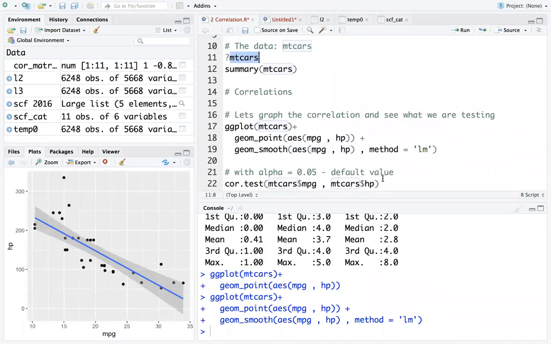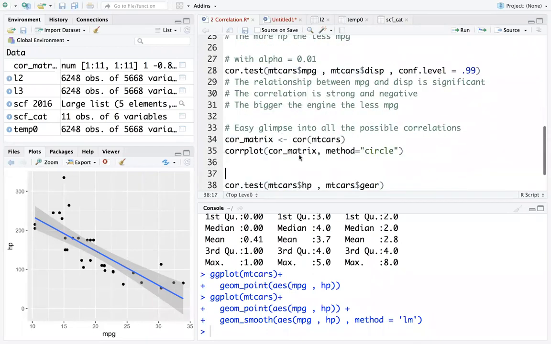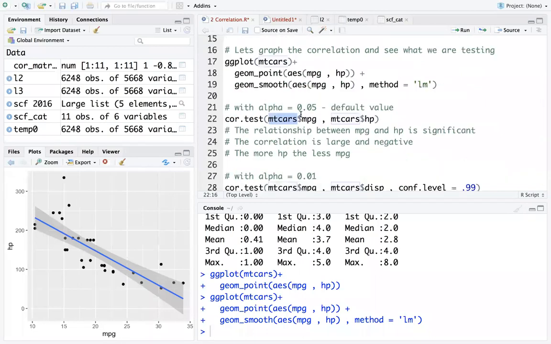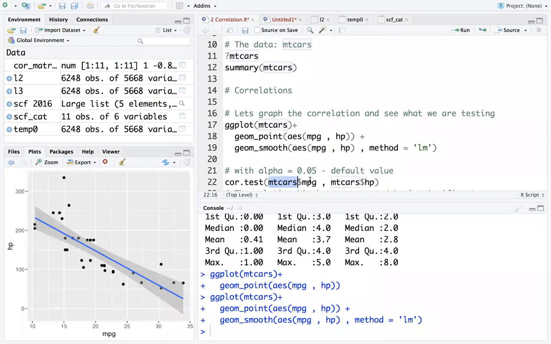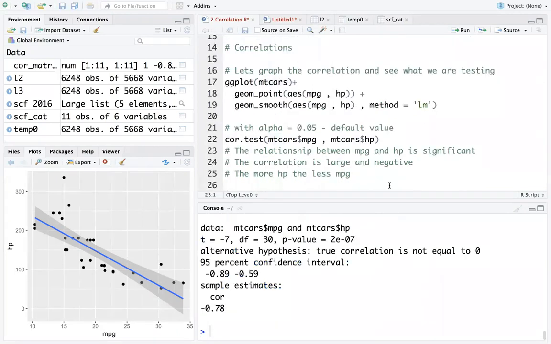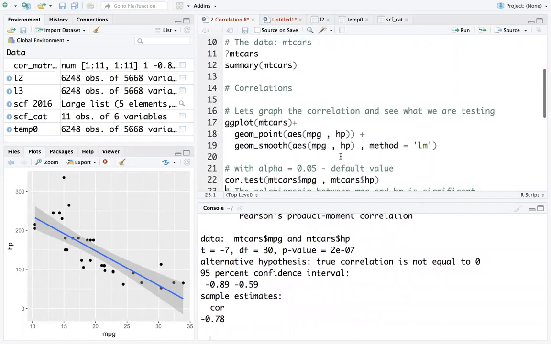So let's do our first correlation. This is the code, cor.test. The data set mtcars, a little dollar sign to symbolize that this is the data set, and then the variable. So here we have data set, variable, data set, variable. Let's do the correlation between miles per gallon and horsepower. Run that, and let's see what we get.